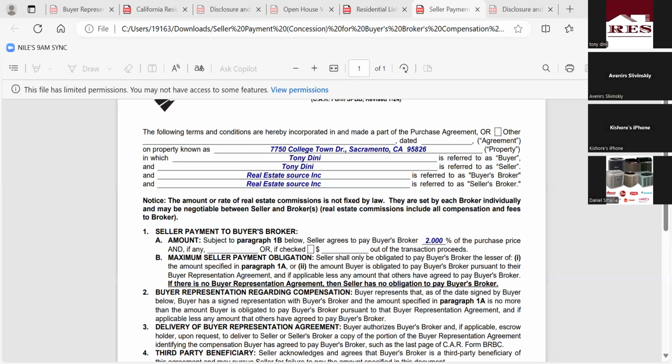So I have a follow-up question. Maybe I missed something. On the agreement, you must have this form before you go and show any homes or any listings? Yes. What happens if you don't?